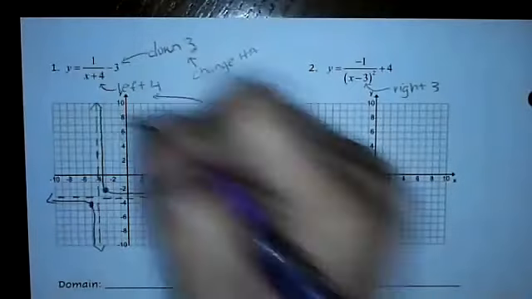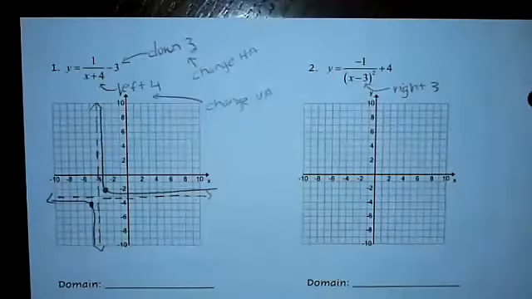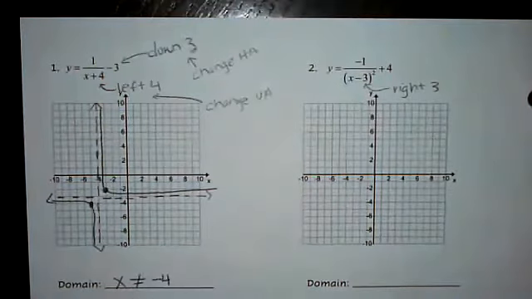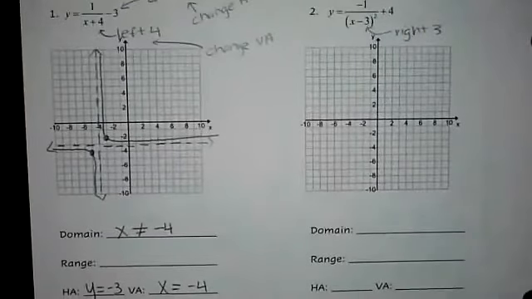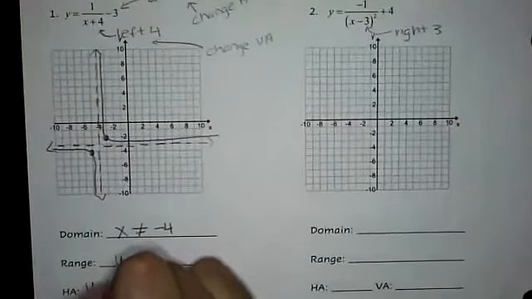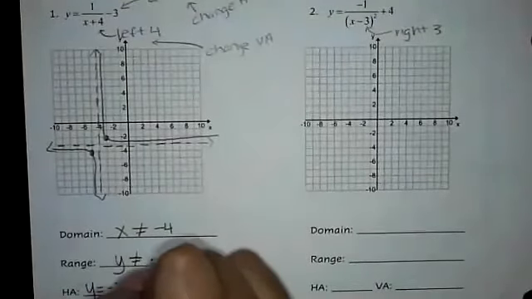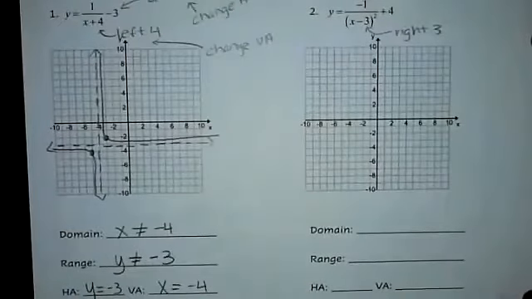asymptotes. And so our domain would be all real numbers except for -4. It is jumping over -4 because that is the one that makes it undefined. And our range would be all real numbers except for -3, because that's the one that is jumping over for the horizontal asymptote.